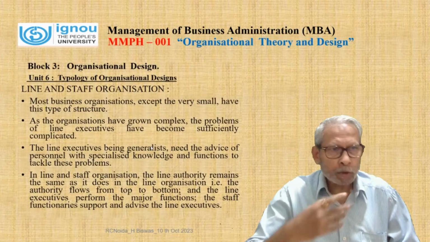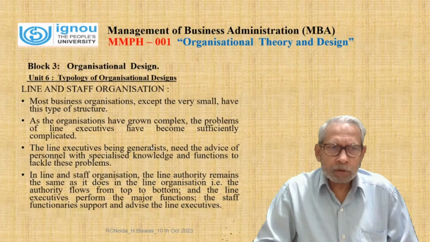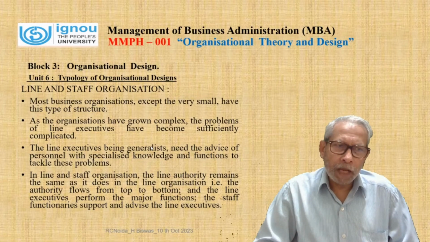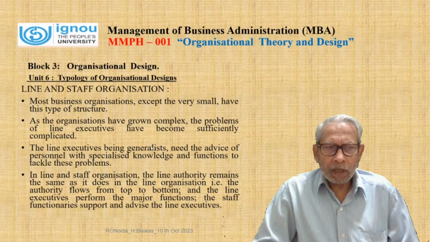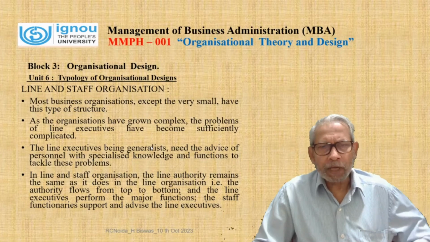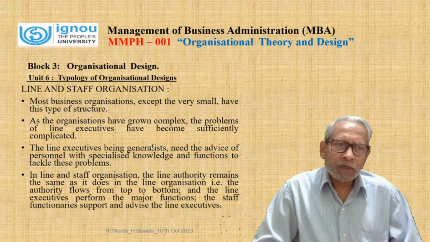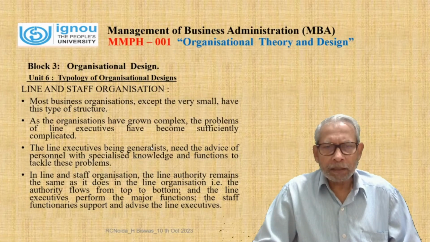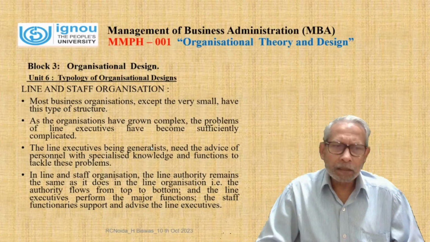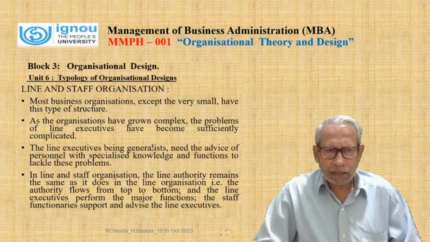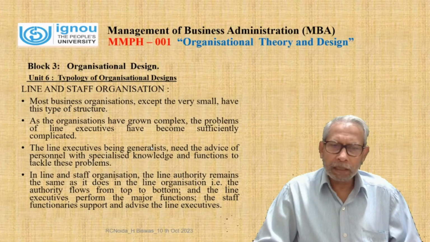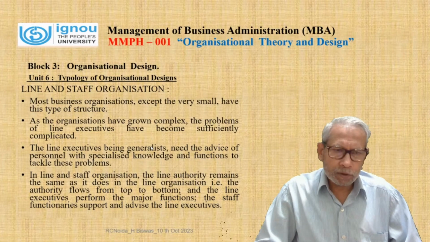Now coming to your line and staff organizations. Most business organizations, except the very small, have this type of structure. As the organizations have grown complex, the problems of the line executives have become sufficiently complicated. The line executives, being generalists, need the advice of personnel with specialized knowledge of the functions to tackle these problems. In line and staff organizations, the line authority remains the same as it is in the line organizations. The authority flows from top to bottom.